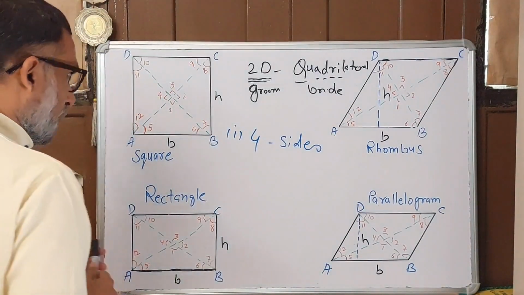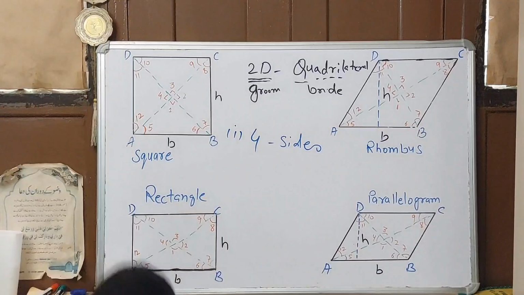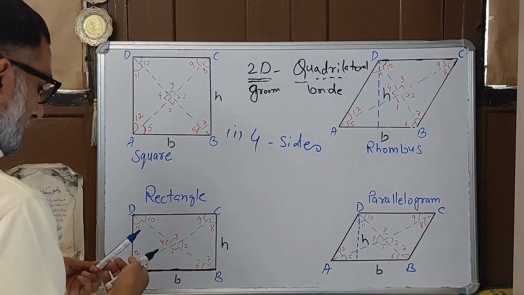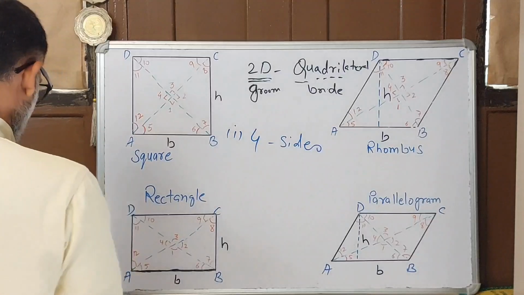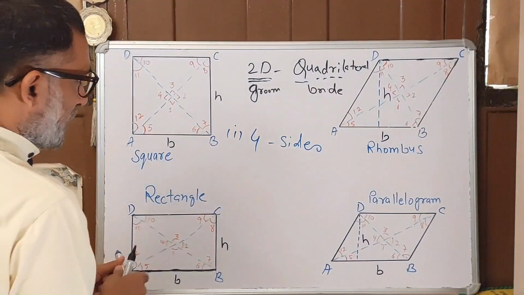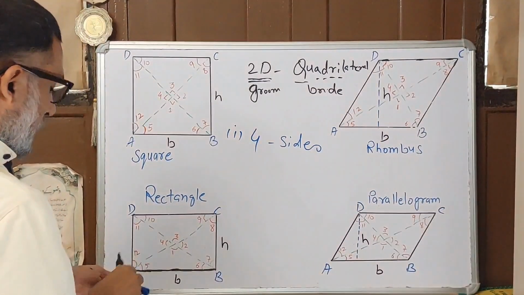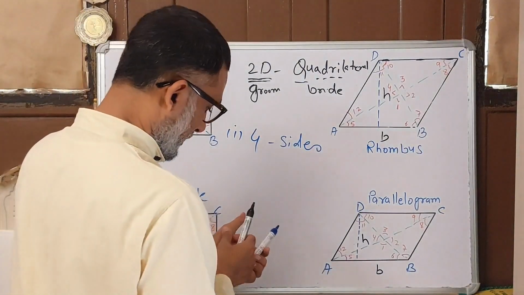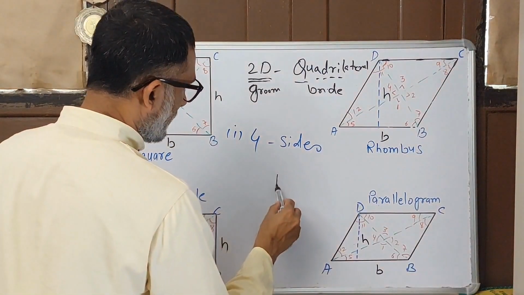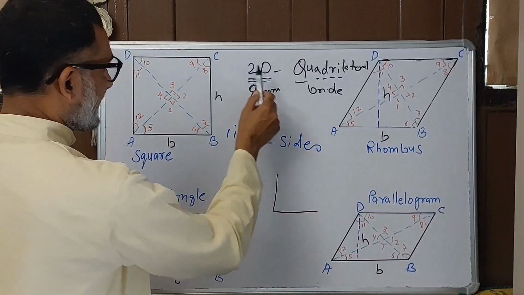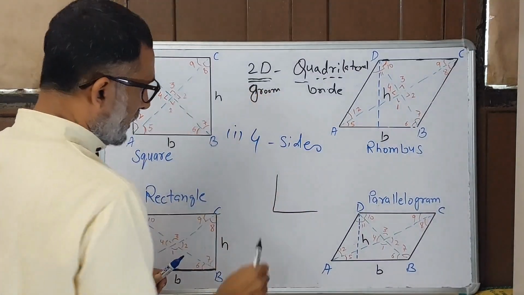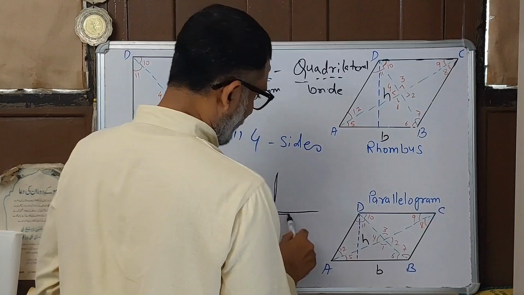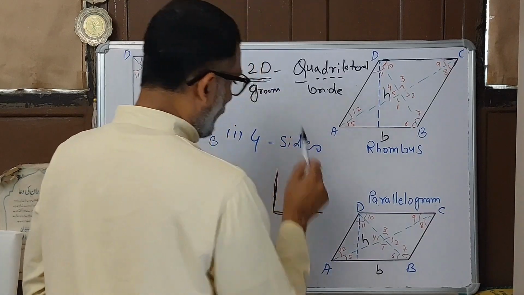And you know what in 2D shapes? 2D shapes only have two dimensions. What is the D here for? Dimension. Here there are only two dimensions. One is horizontal and one is vertical.